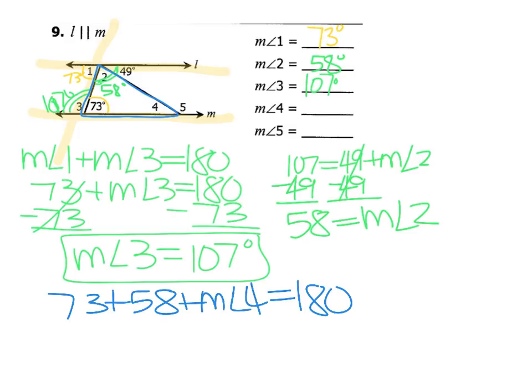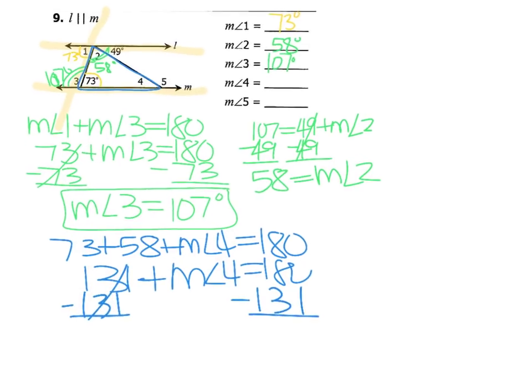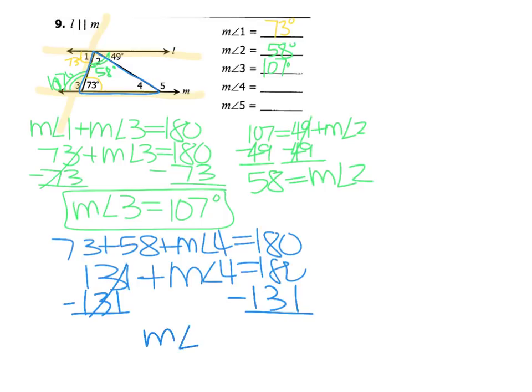All right. Then we add them together. We get 131 plus the measure of angle 4 equals 180. Subtract 131. And the measure of angle 4 is 49.